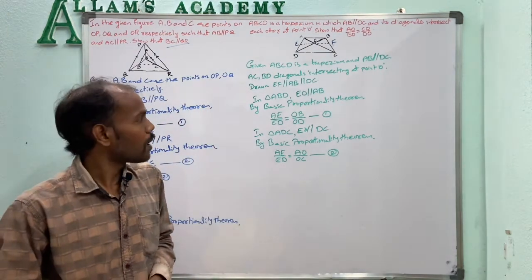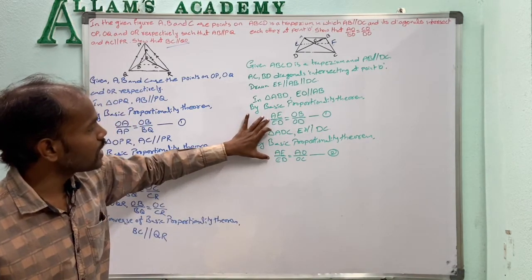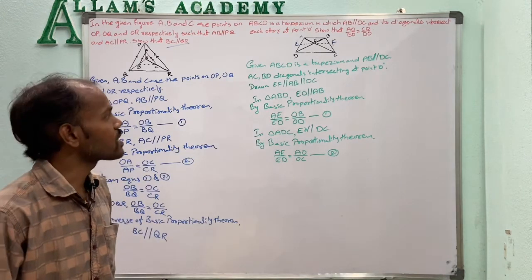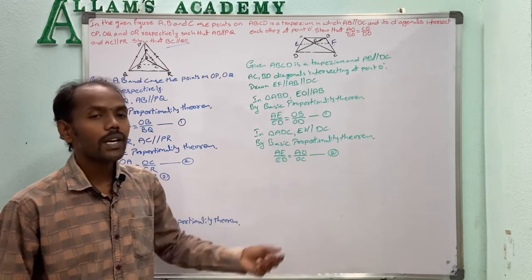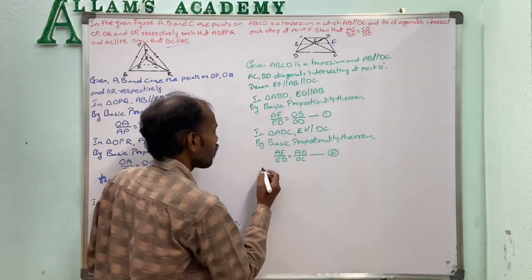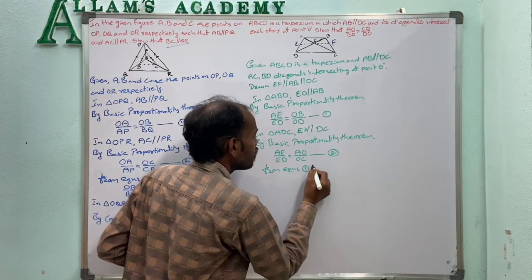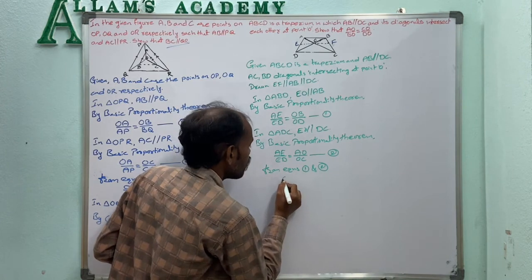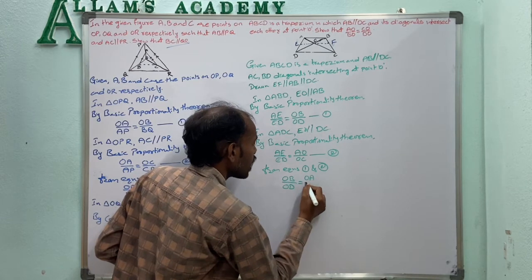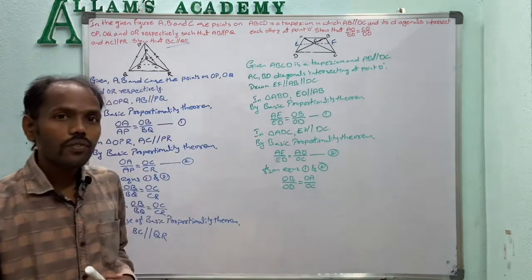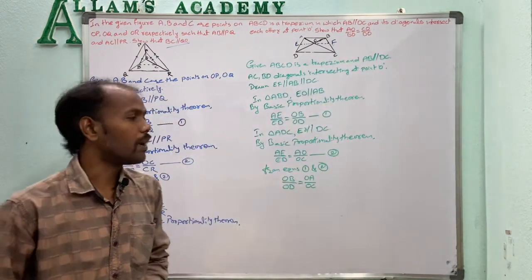So now if we observe equations 1 and 2, the LHS AE by ED is the same. That means the RHS, OB by OD and AO by OC, are also equal. So from equations 1 and 2, OB by OD equals OA by OC. So for our answer purpose, AO by BO equals CO by DO.